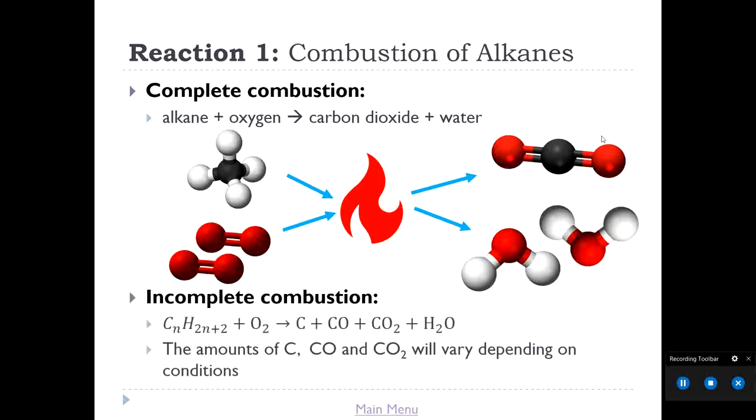We can also have incomplete combustion. So incomplete combustion of an alkane takes place when we have limiting amounts of oxygen. Complete combustion assumes we have a significant amount more oxygen than we do the alkane. Incomplete, we have a very limited amount of oxygen. In incomplete combustion, we get products of carbon, carbon monoxide, carbon dioxide, and water. And these amounts vary depending on the amount of oxygen we have present.